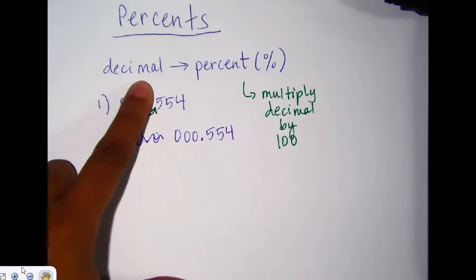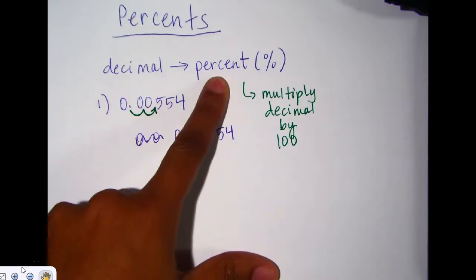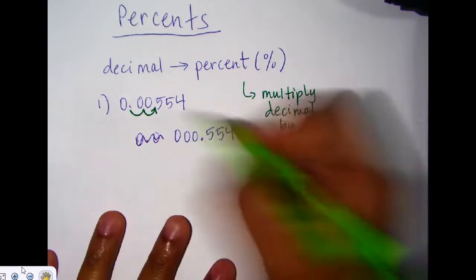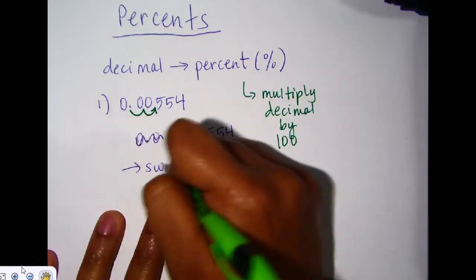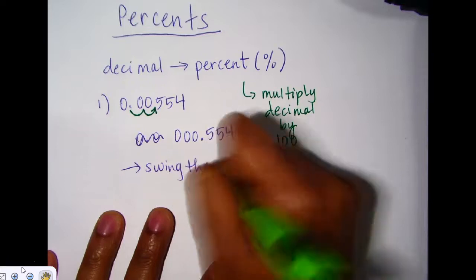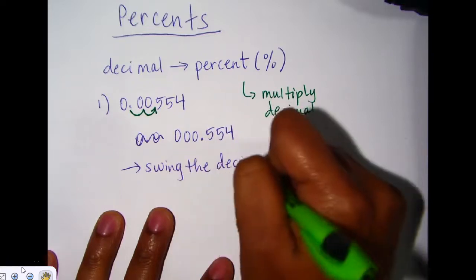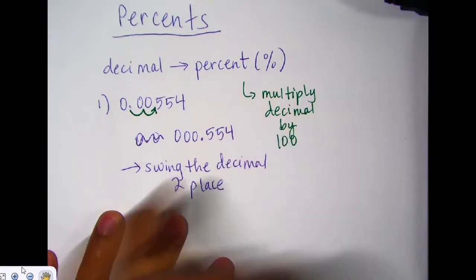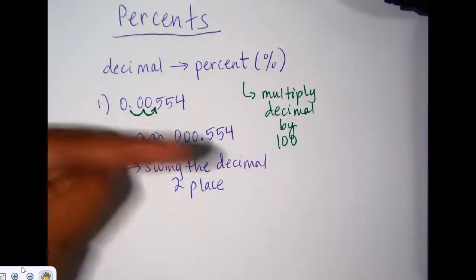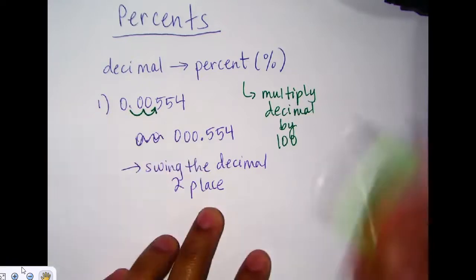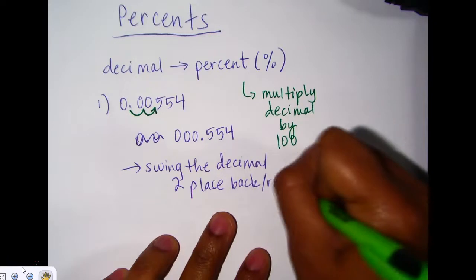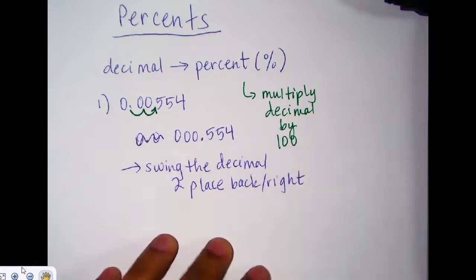If you want to go from a decimal to a percent, the math is you multiply by 100, or I'm just going to put it right here at the bottom, swing the decimal 2 places to the right. You're going to swing it back this way because the number is going to increase, or just say 2 places back, right. All right, so let's do another problem.